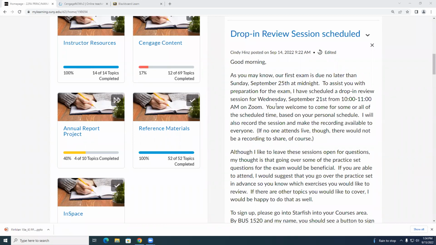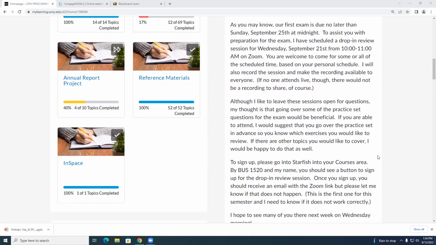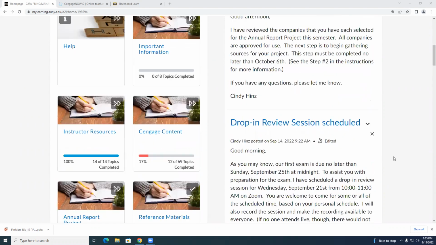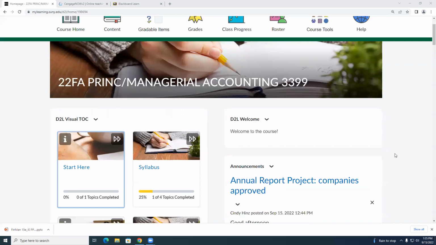So if there's something you want to go over that's not in the practice set, we can do that as well. So I really let the review session be guided by the people who attend, but I'm just giving you some ideas of what we might do based on what's happened in previous semesters. So please feel free to sign up if you are able. I would be happy to see you there. And when you sign up, you'll get an email from Starfish that has the link to the Zoom meeting.